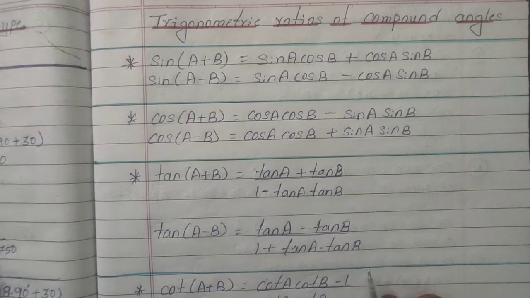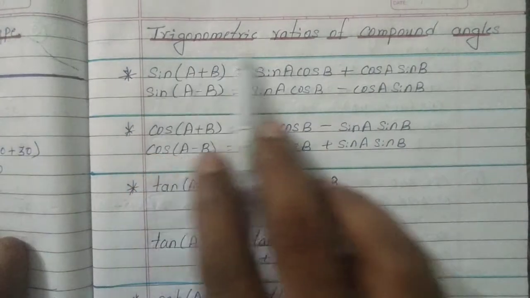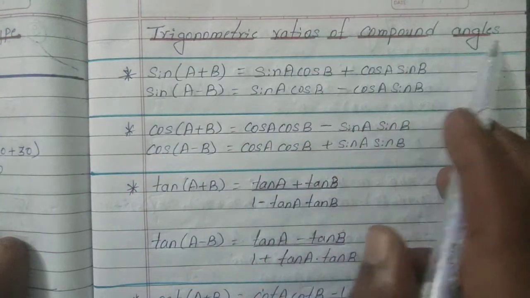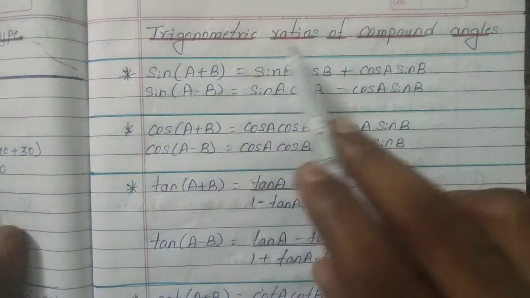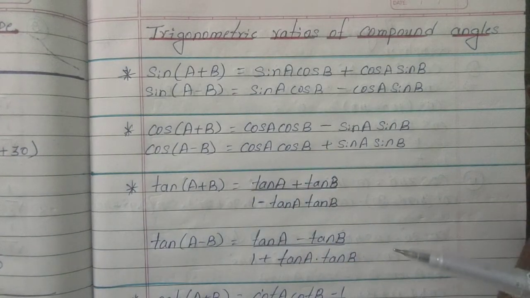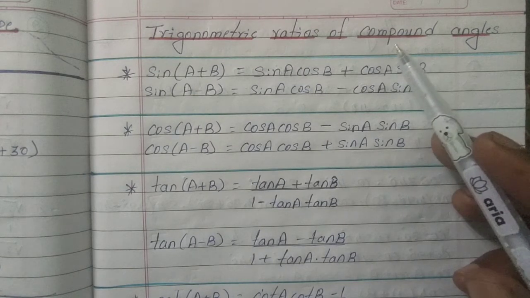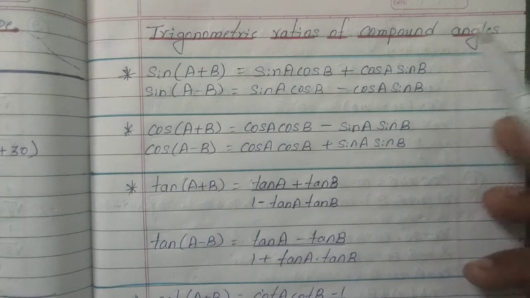Hi students, today let's talk about the trigonometric ratios of compound angles. We know the trigonometric ratios: sin theta, cos theta, tan theta, cosecant theta, secant theta and cot theta. Here, compound angles. What are compound angles?